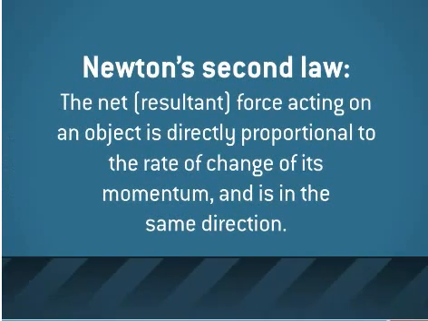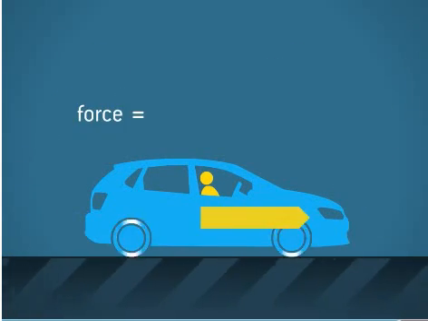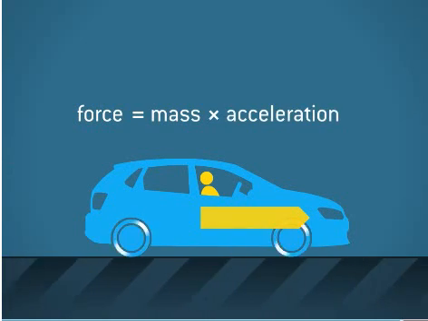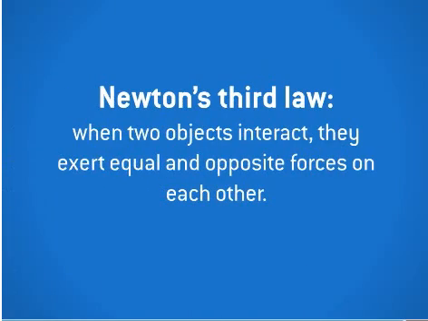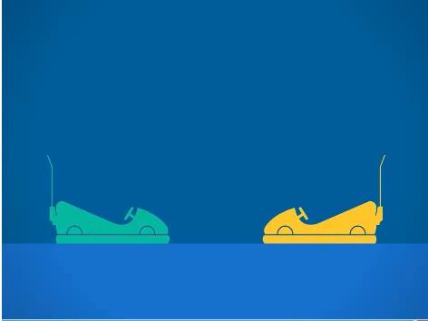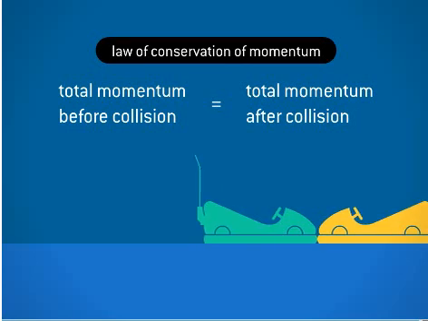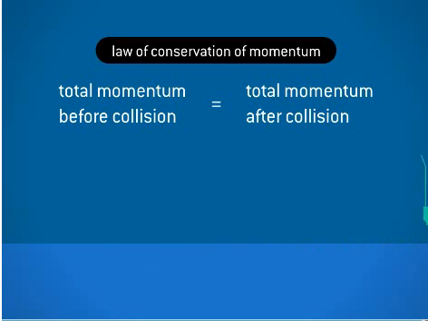Newton's second law tells us that force is equal to the rate of change of momentum. If the mass is constant, this is the same as saying force equals mass multiplied by acceleration. Newton's third law tells us that forces occur in pairs that are equal in size and opposite in direction. The law of conservation of momentum says that if there is no external force on a system, then momentum is conserved.